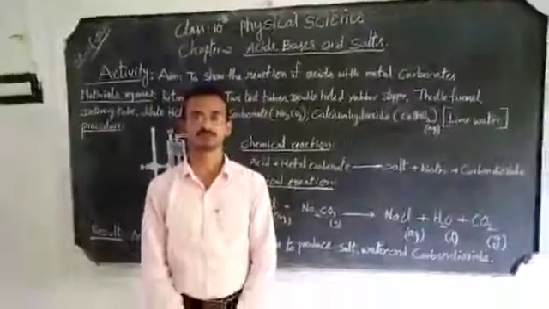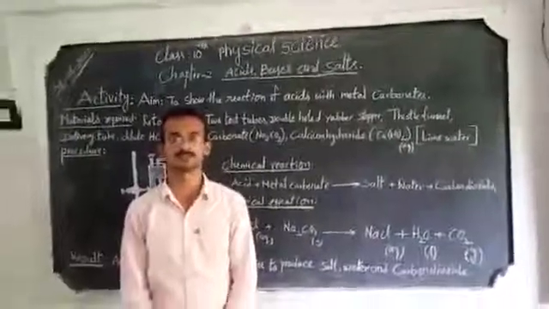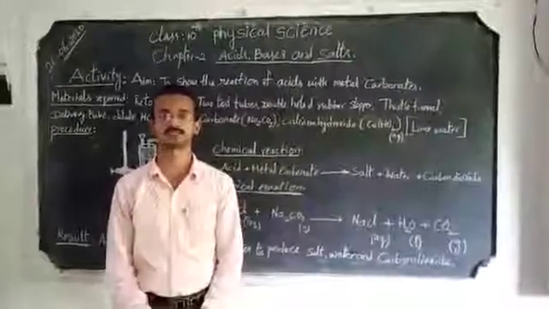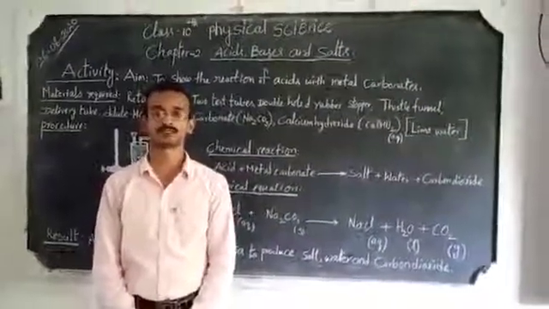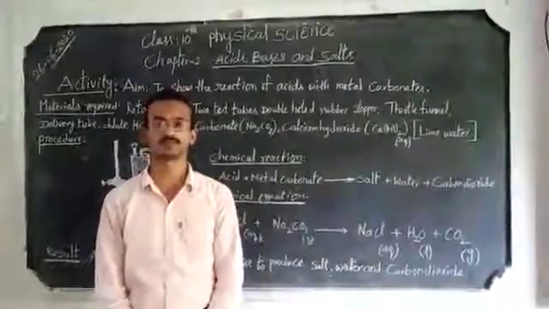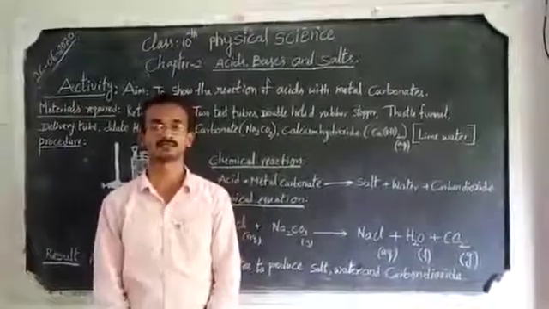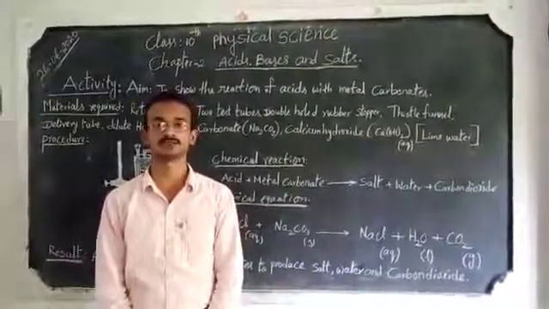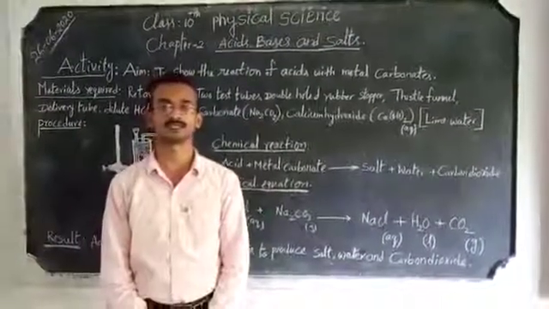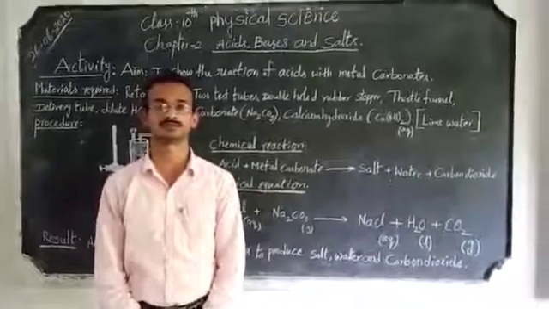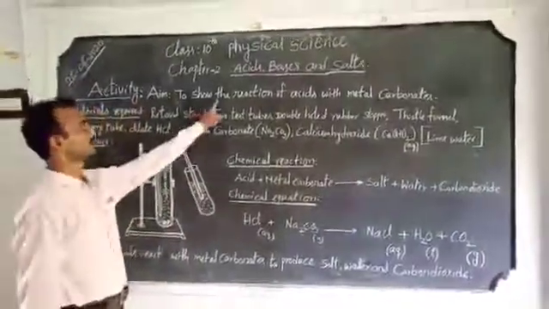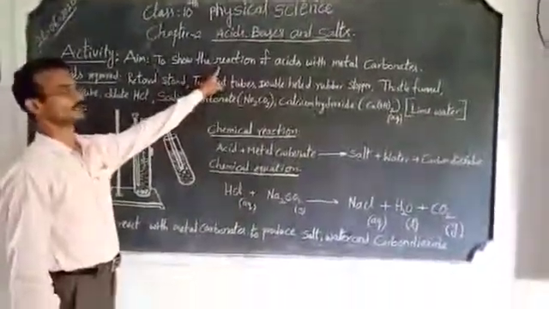Till now we have seen the reaction of acid with metal and the reaction of base with metal. In both the reactions, hydrogen gas is the common product. Now let us see the reaction of acid with metal carbonate. Let us take hydrochloric acid as an acid and sodium carbonate as a metal carbonate. Let us see the reaction between these two by doing this activity. The aim of this activity is to show the reaction of acids with metal carbonates.